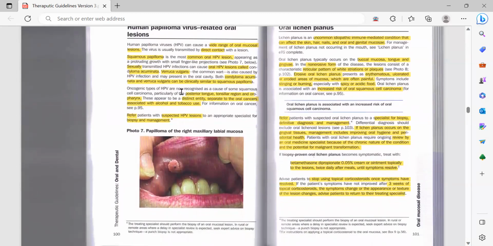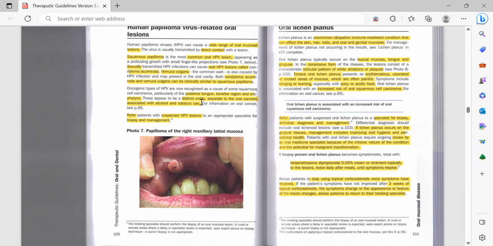Oncogenic types of HPV are now recognized. So these HPV viruses can also lead to cancer. There are some types that are recognized now as a cause of some squamous cell carcinomas, particularly of the posterior tongue, tonsillar region, and oropharynx. These appear to be a distinct entity separate to the oral cancer associated with alcohol and tobacco use.